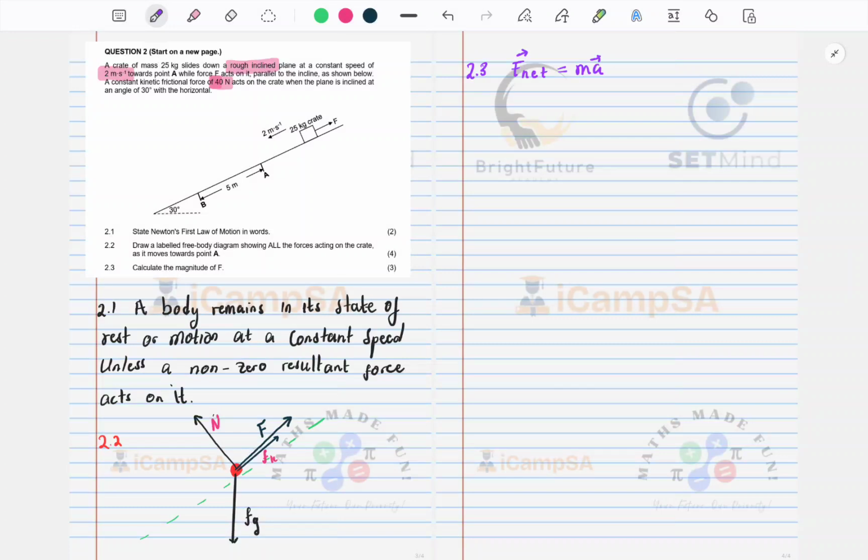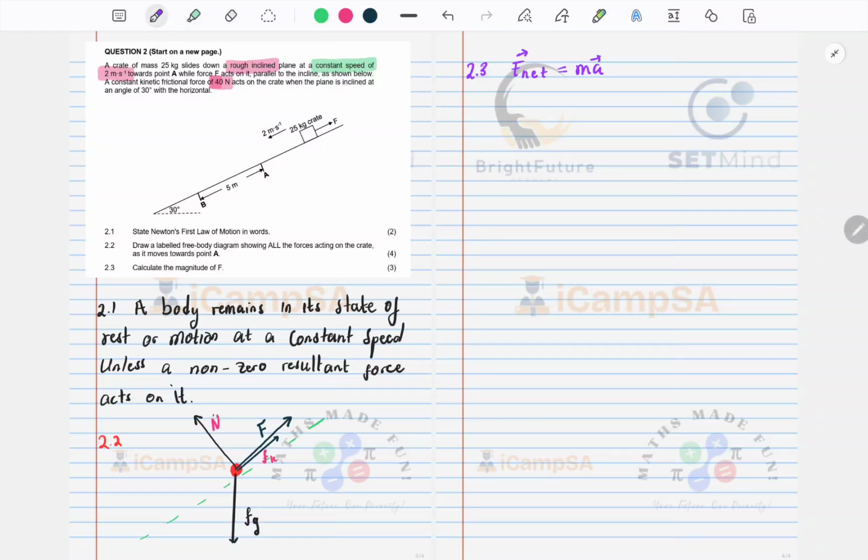Now something to note here, from what they've told us, something very cool is that this thing is moving at a constant speed, right? At a constant speed, we are saying all the forces are at equilibrium. So all the forces acting around the object are equal, right? That's what we are saying when it moves at a constant speed.